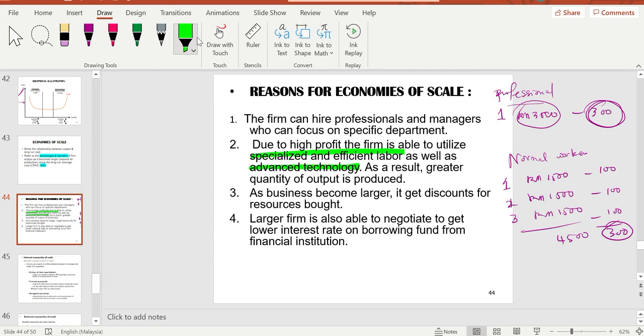Nak beli machine kalau masa short run you tak mampu sebab you don't have money, you have budget constraint. Tapi in the long run, machine is expensive. Tapi bila you beli machine, automatically the outcome, pulangan you dapat adalah berganda daripada cost dia. As a result, you can get greater quantity of output produced.